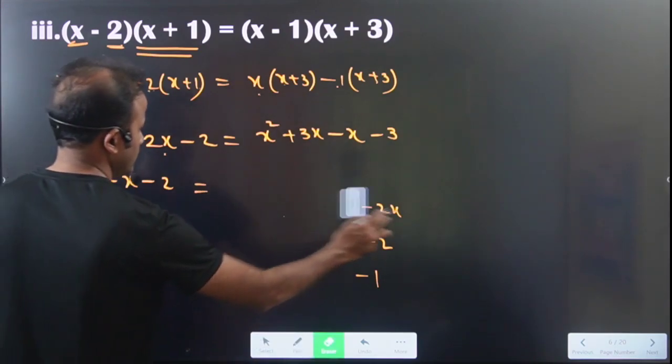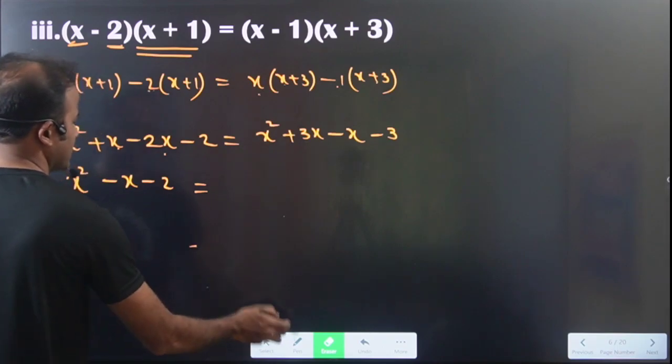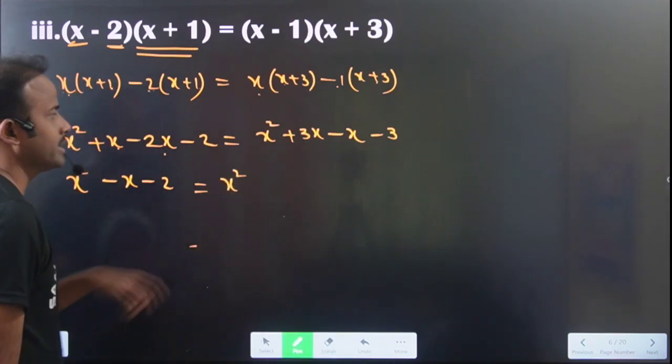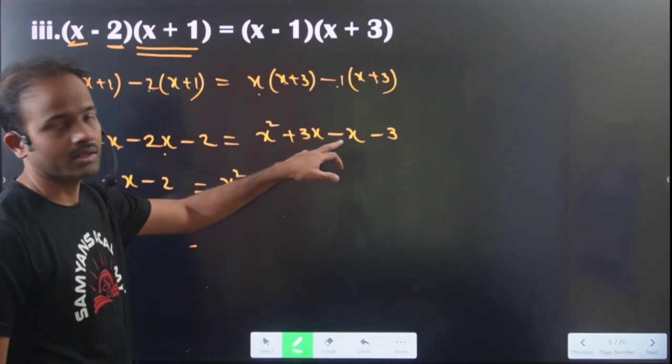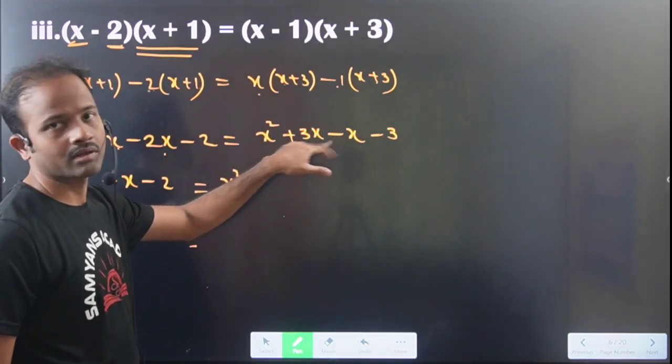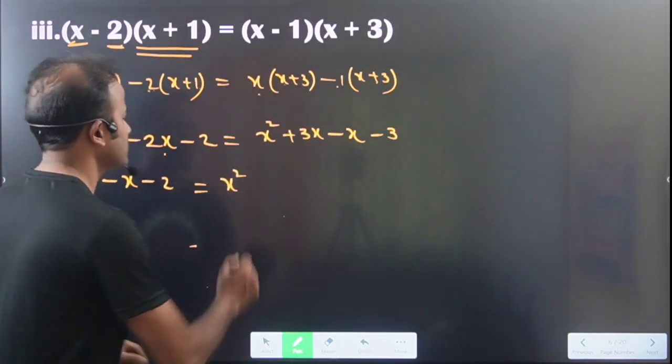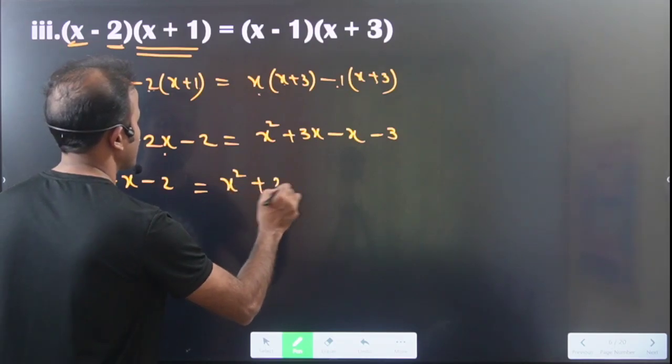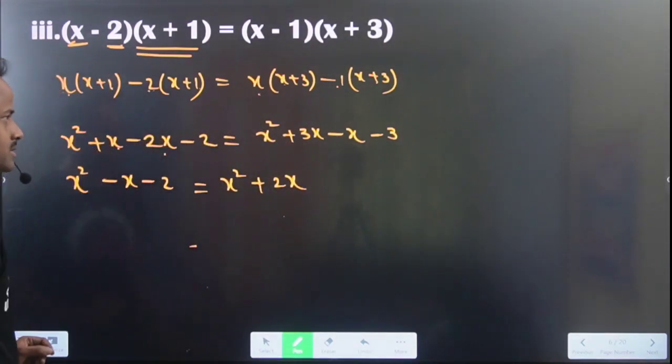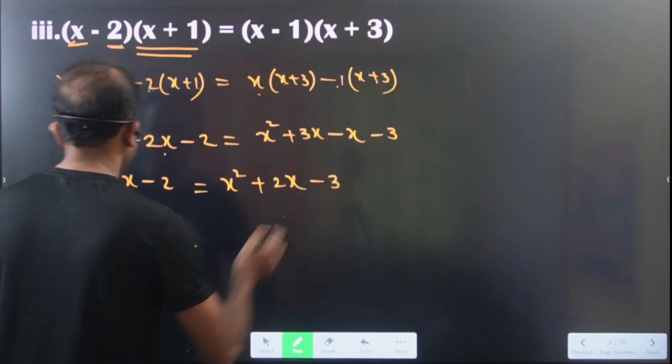So we get x square plus 3x minus x. Okay, here the similar terms are 3x and minus x. There are two different signs, so we have to subtract. 3x minus x is 2x. The larger number has the positive sign, so this also gets a positive sign, 2x. And here we have the minus 3.